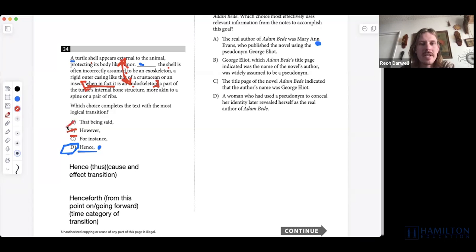That being said, and for instance, don't really work here. For instance, is what we would use to kind of shore up a claim, right? It's usually used to introduce an example that supports a claim. And that being said, kind of pivots away from something that's more of a concession, like nonetheless or nevertheless or although. So hence, synonymous with thus or therefore, is the right answer choice to put for 24.